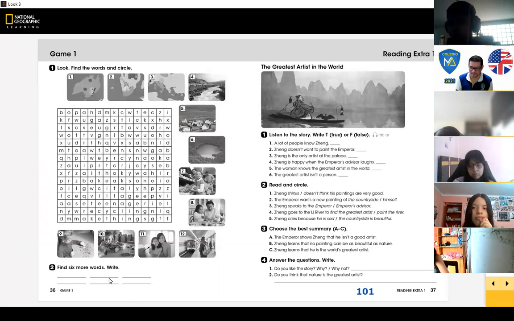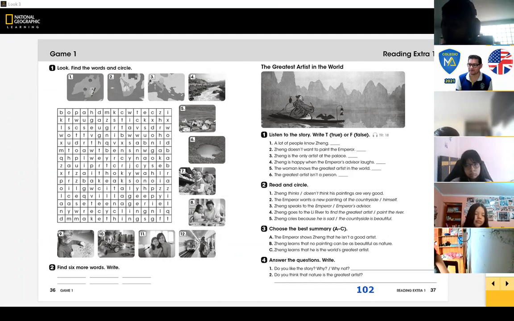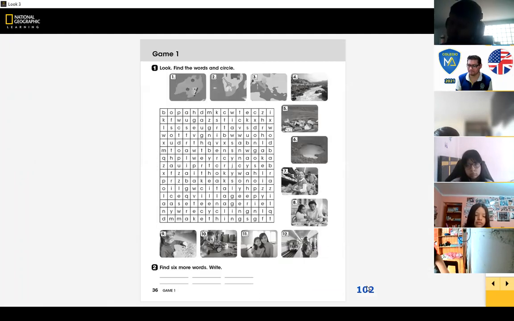Y ya, esto es acerca del game. Esto también les voy a dejar como homework. ¿Ya? This is page number 102. Esto es como un jueguito lo que van a tener que hacer aquí. What are you gonna do? También vamos a hacer esa sopa de letras, profesor. Yes. ¿Ya? Ahí está, one moment. This is 102. ¿Qué es lo que vas a hacer?